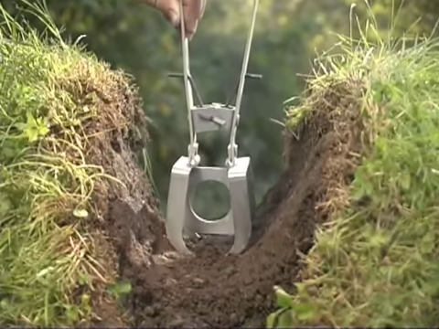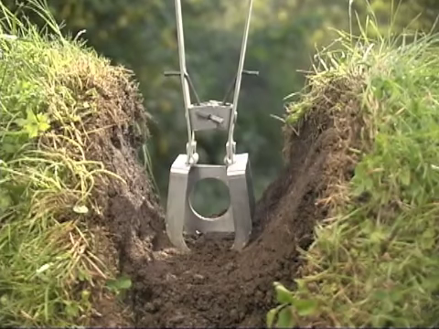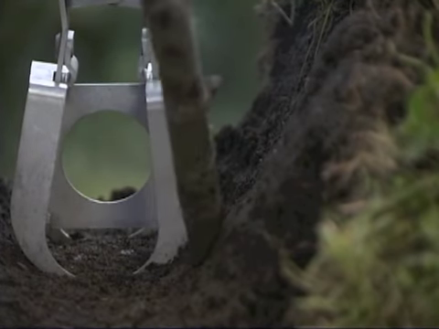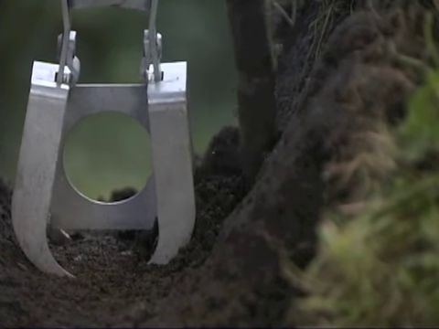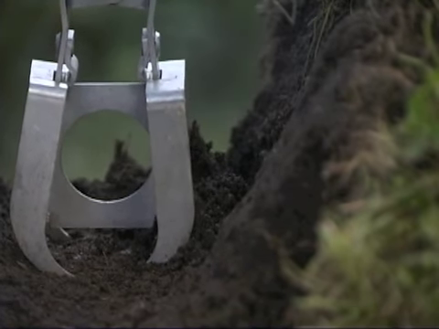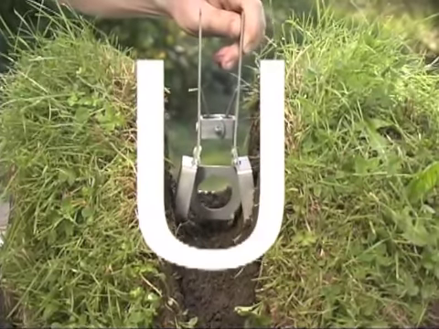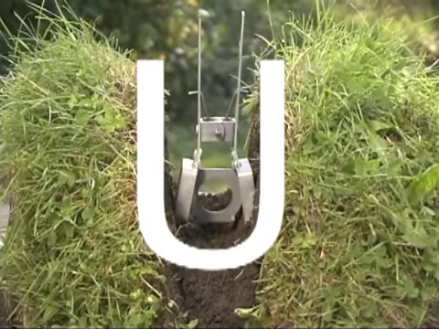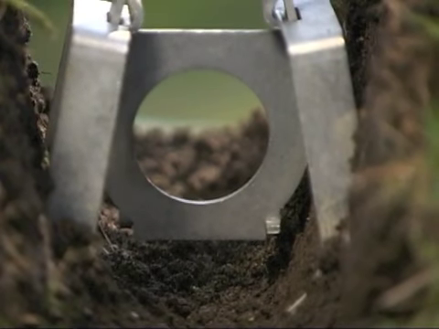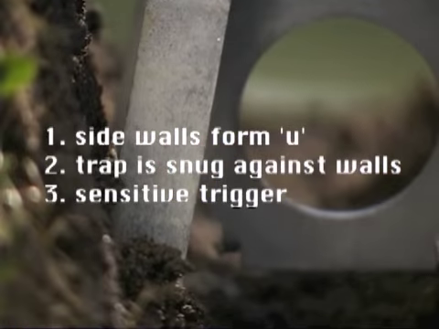When you are setting your new traps, the most important point to remember is that moles are lazy and will choose the easiest possible path when going through a tunnel. If your trap is not set properly, the moles will find it easier to dig around it rather than go directly to the trigger. By making certain that the side walls of the tunnel form a U-shape, and the trap fits snugly between the 2 side walls of the tunnel, and that the trigger is set sensitively, you will greatly increase the effectiveness of your new traps.